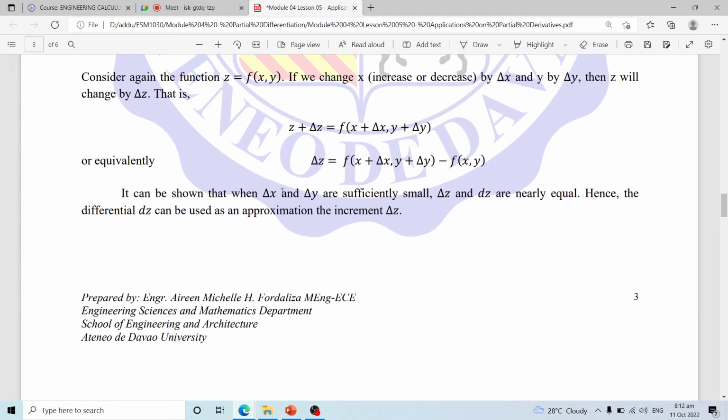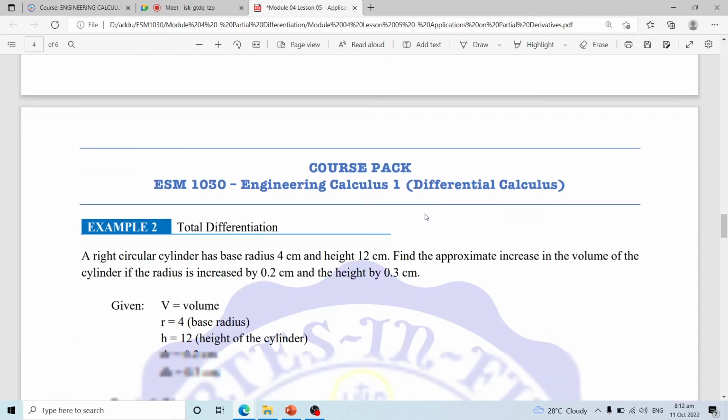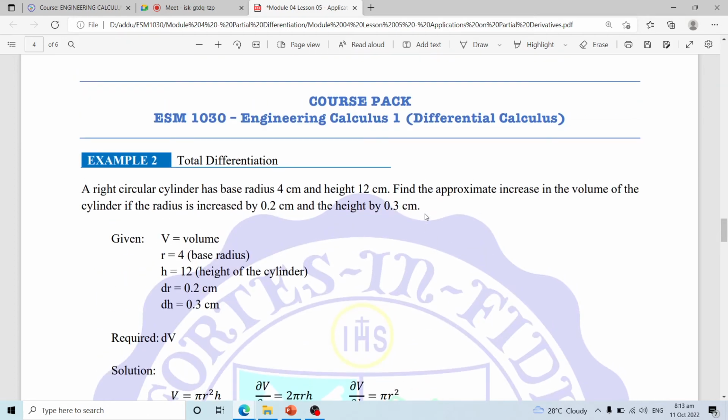So, it can be shown that when delta x and delta y are sufficiently small, delta z and dz are nearly equal. Hence, dz is the approximation. Okay. So, you can use total differential to approximate values.